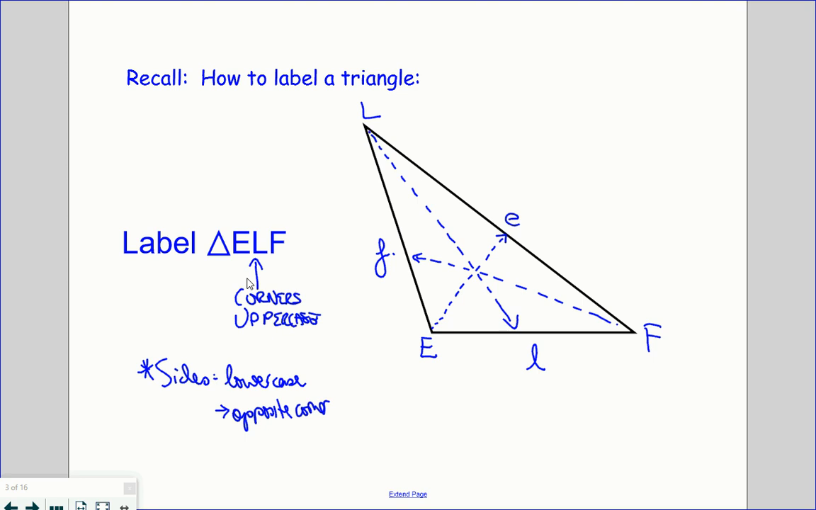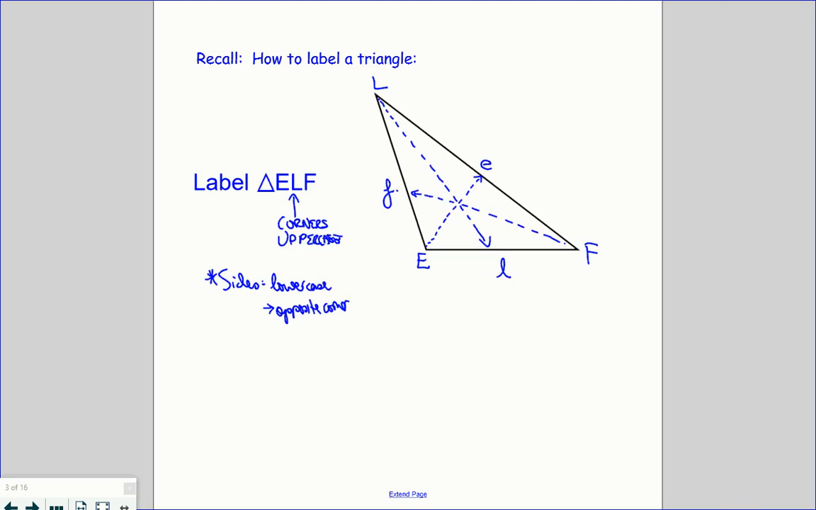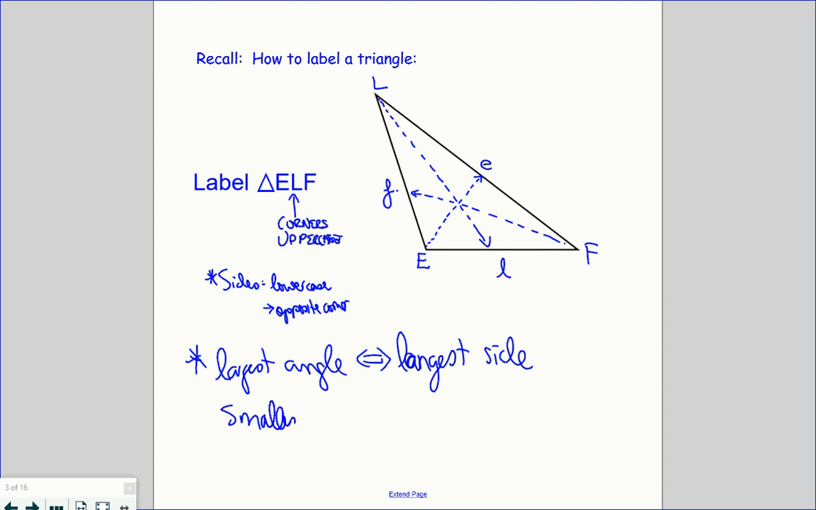One more thing to do with matching here is the largest angle will match the longest side. Smallest angle matches the shortest side. So for example, if I can see that angle E is going to be the biggest angle, then I already know that side E is going to be the biggest side. Knowing that relationship really does help you figure out if you've got the right setups in your formulas.